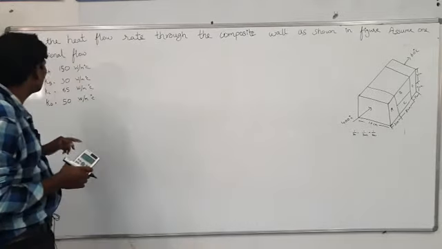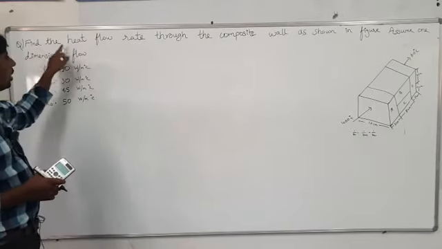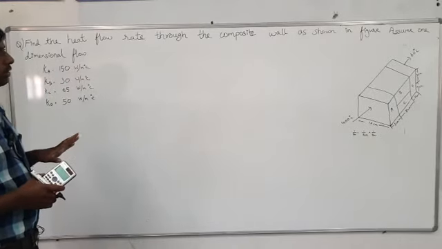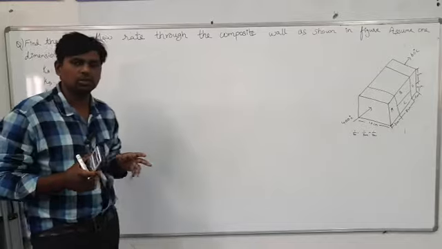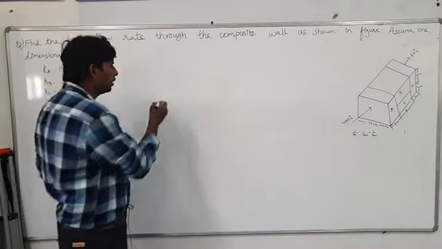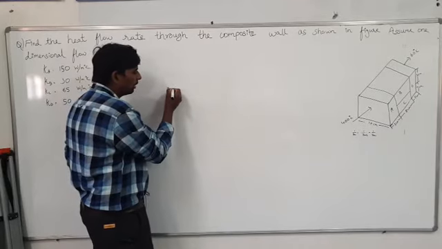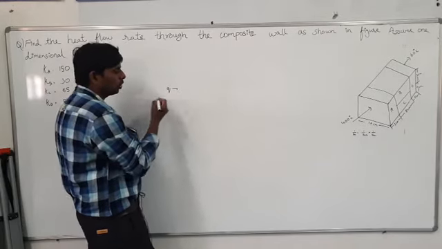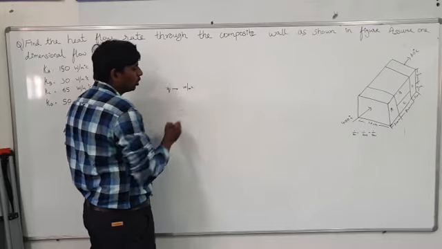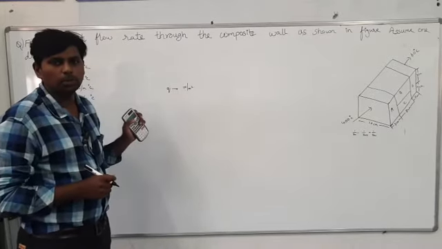Let me read the question once: find the heat flow rate. He is asking to find the heat flow rate. In the previous sections, if you saw the videos, what was given was the rate of heat transfer, which means small q. He was asking to find small q. What is the unit of small q? Watt per meter square.